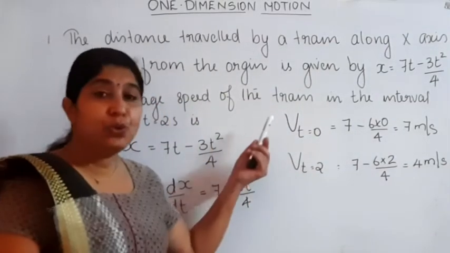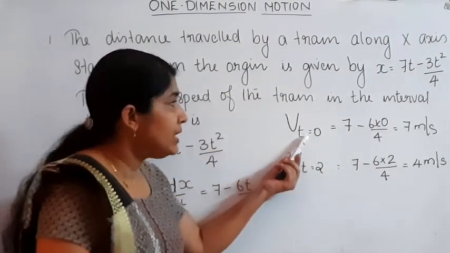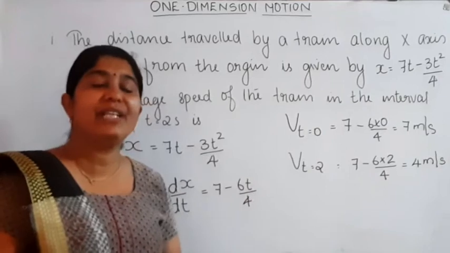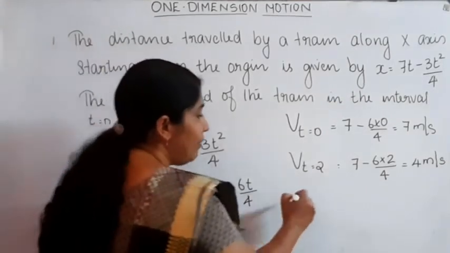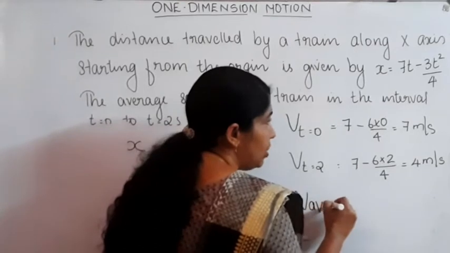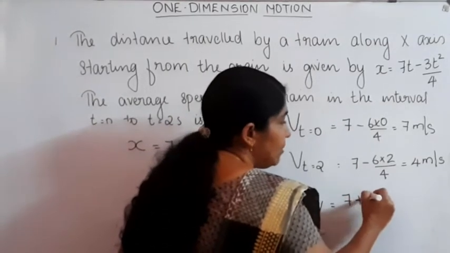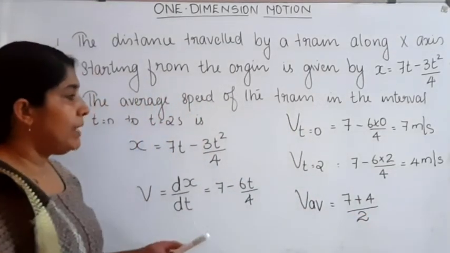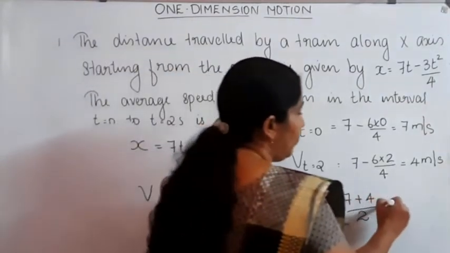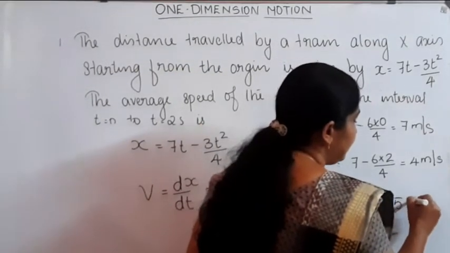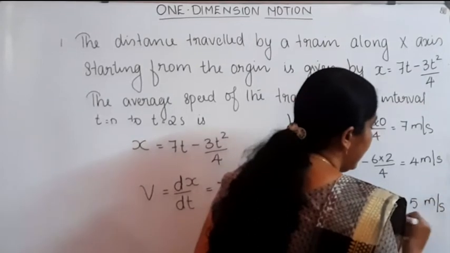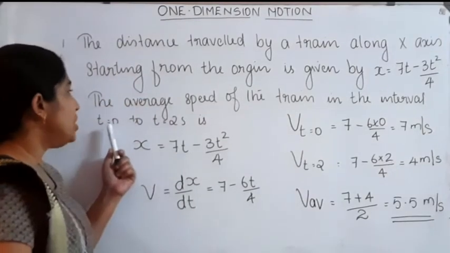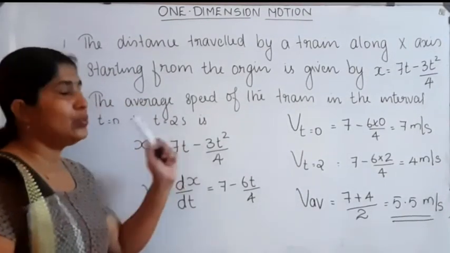Now we have two speeds: speed at time t is equal to 0 and speed at time t is equal to 2 seconds. From these two speeds, we can find the average speed. Average speed V average is equal to 7 plus 4 divided by 2, that is equal to 5.5 meter per second. This is the average speed of the train in the interval from time t is equal to 0 to time t is equal to 2 seconds.